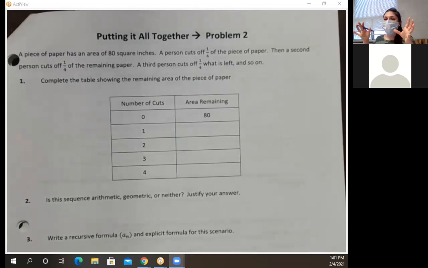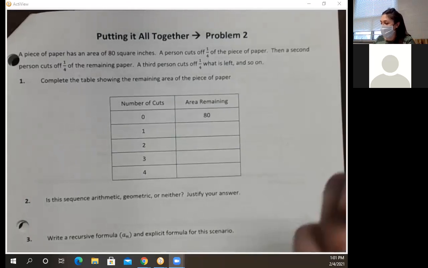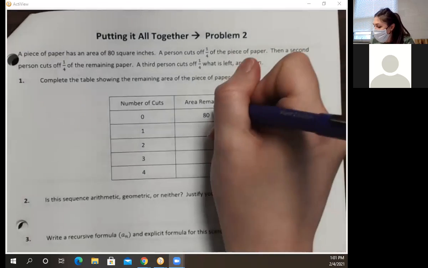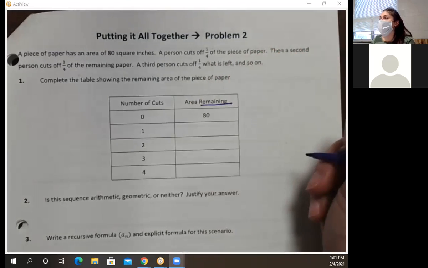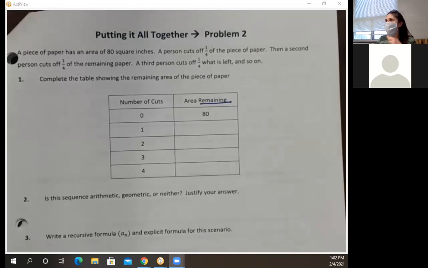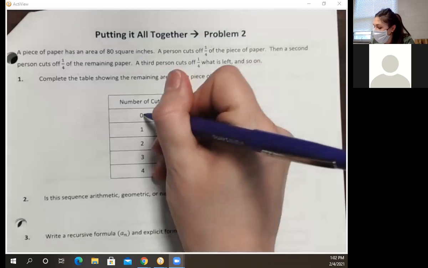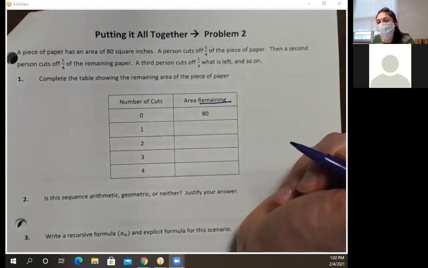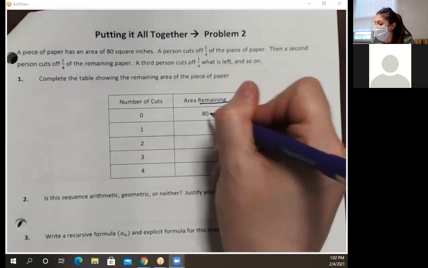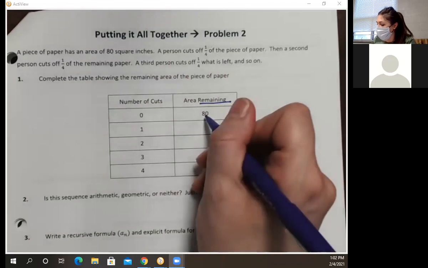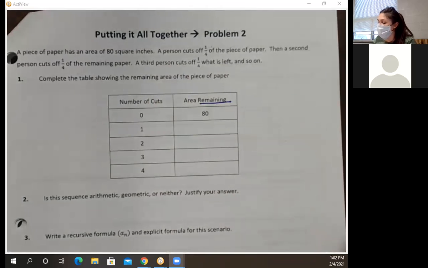So I have my sheet of paper, and somebody comes up and tears off a fourth. Now I have whatever's left of my sheet of paper, and somebody comes up and tears off a fourth of what's left. And that keeps happening. People keep coming up and cutting off a quarter of my piece of paper. So I want to know, what's the area remaining for my piece of paper after all these people have cut pieces off of it? Before anybody takes anything off of my paper, I've got 80 square inches in area. We're starting, before any cuts have been made, with 80 square inches.